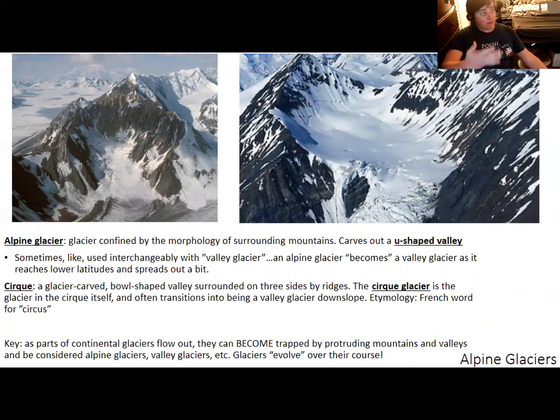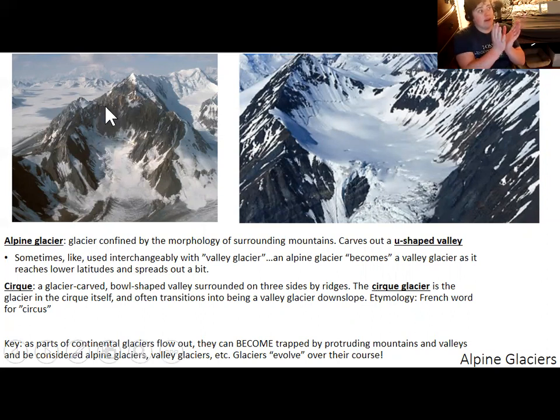Glaciers can start out being a continental glacier, but then they can flow towards the outside of the continent and start to be more constrained by valleys and mountains, which is indeed what happens in Antarctica. In general, a term for a glacier that is confined by the morphology of the surrounding mountains is an alpine glacier or a mountain glacier.